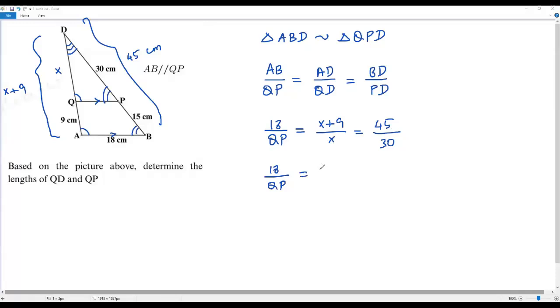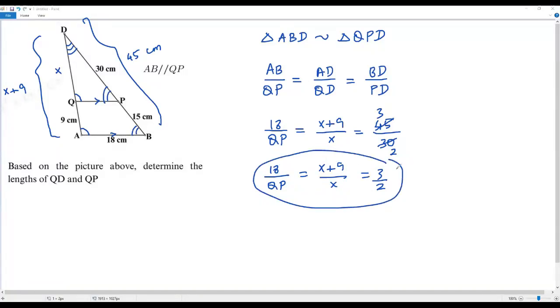So 18 over QP equals x plus 9 over x, equals, when I simplify this one, 15 goes into 45 three times and 15 goes into 30 twice. So I'm getting 3 over 2. So here these three quantities are equal. Since the three quantities are equal, if I want, I can equate any two out of these three quantities.